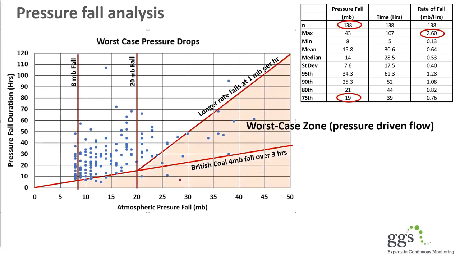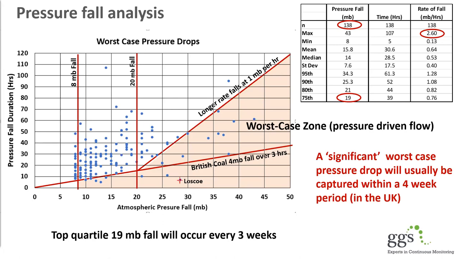And you could do this down in Victoria, wherever we are. We can take that data and work out what would be considered worst case from a pressure flow scenario. And indeed, if we map it on there, you can see when that happened was riding that worst case zone as well. But what we're essentially saying from this sort of quick analysis is that we tend to see a 19 millibar fall in 3 weeks. So pretty much, at least in the UK around Manchester, if we did a 4 week period of continuous monitoring, we're quite likely to find within that data a significant pressure fall. Therefore our data meet those conditions.